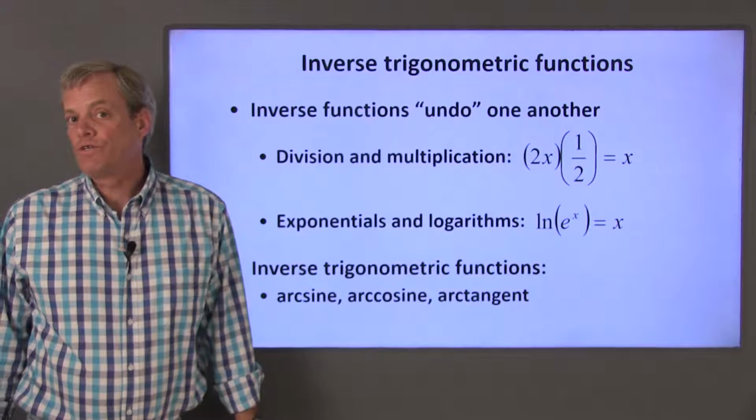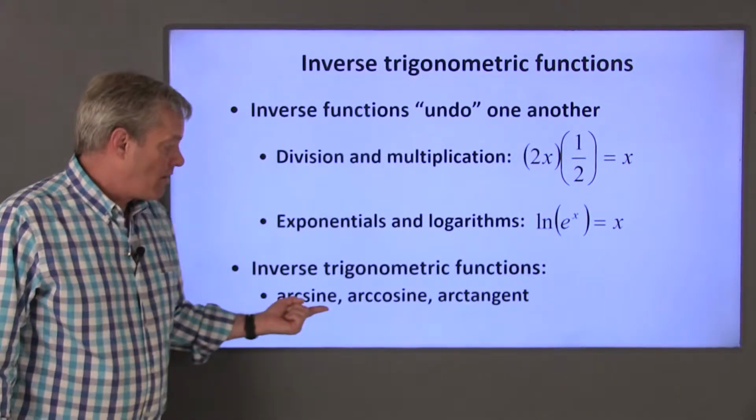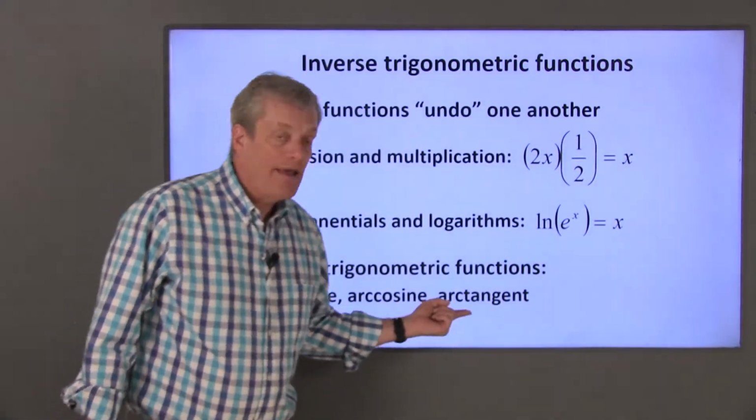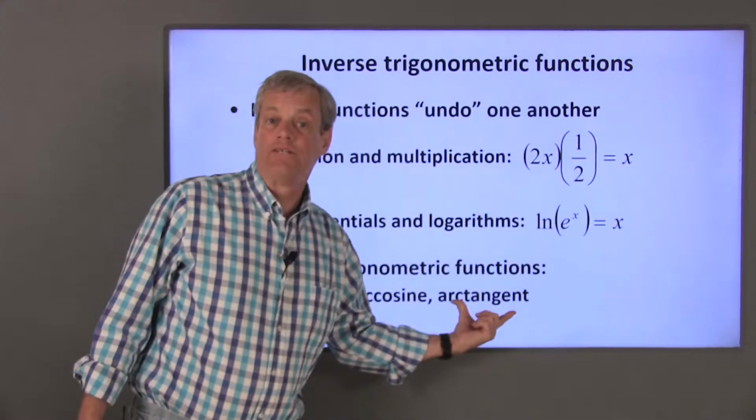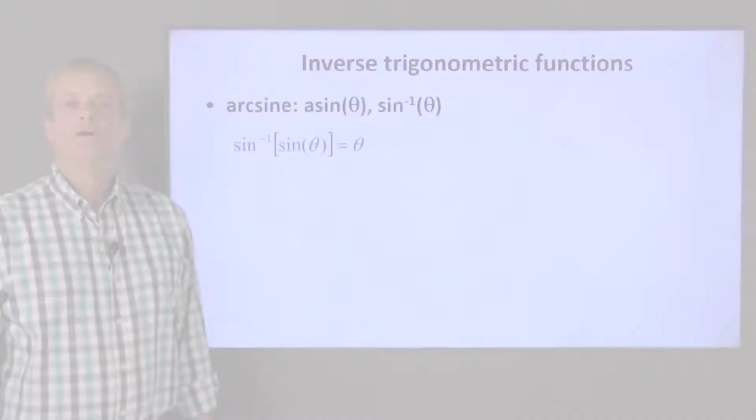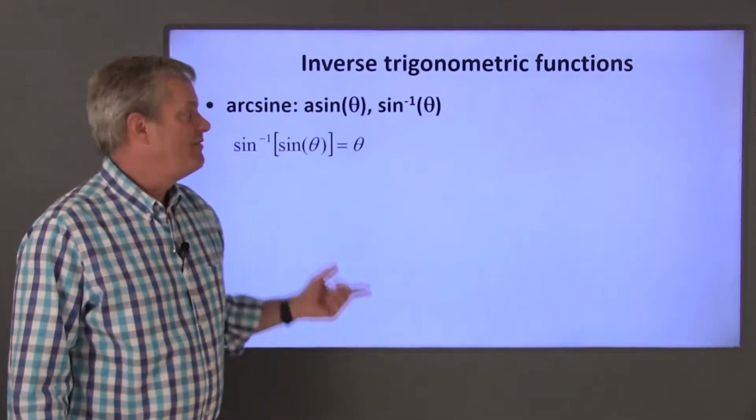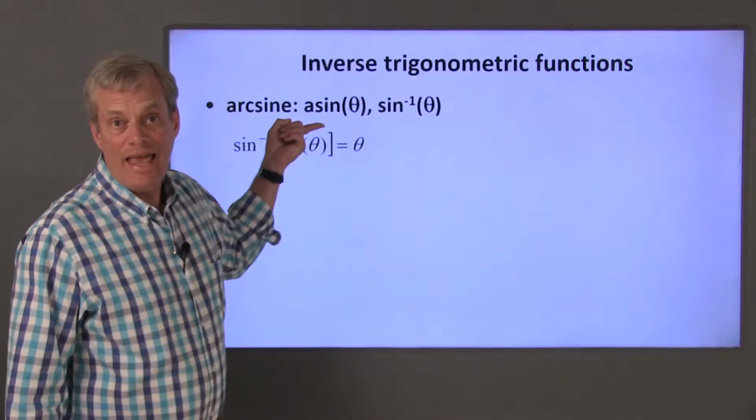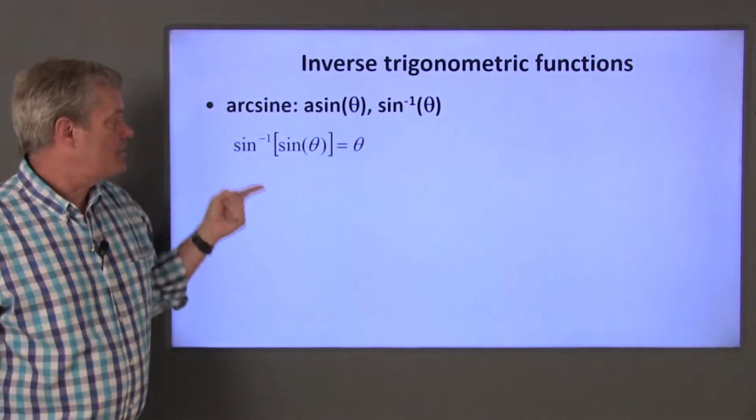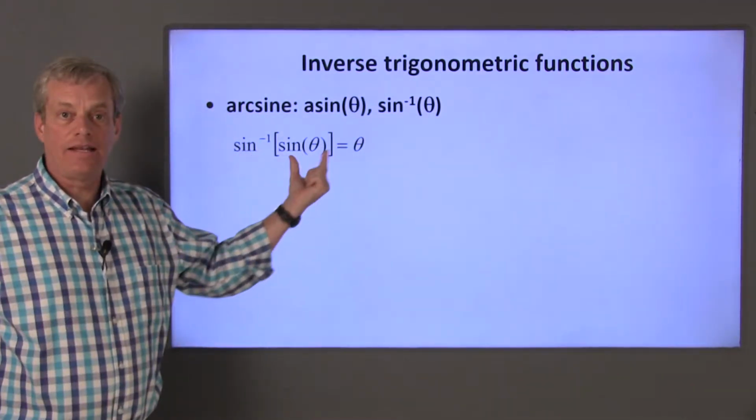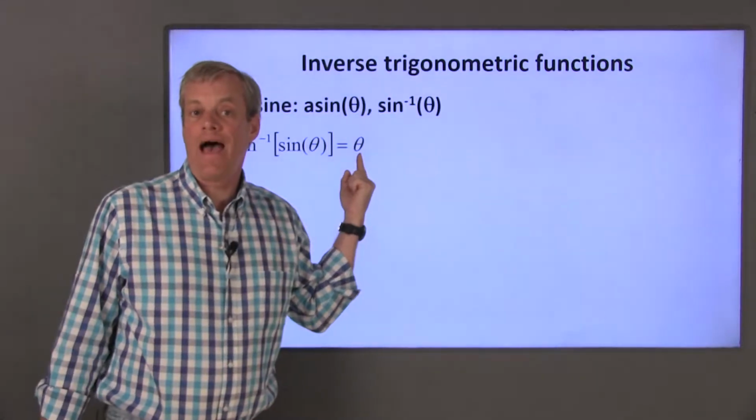The three inverse trig functions we'll talk about are arcsine, arccosine, and arctangent, which undo sine, cosine, and tangent respectively. The arcsine is abbreviated as either a-sin or sine inverse. If you take the inverse sine of the sine of theta, you get the angle theta back.